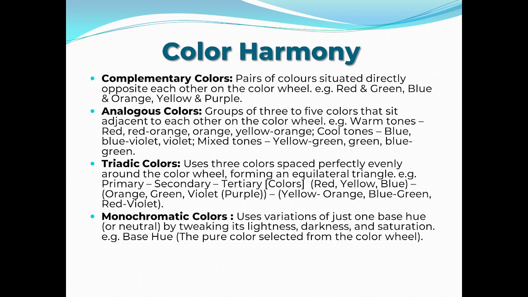So the second form of color harmony is analogous colors. These are groups of 3 to 5 colors that sit adjacent to each other on the color wheel. Examples are warm tones, which are red, red-orange, and orange, yellow-orange. Then cool tones, which are blue, blue-violet, violet. Then mixed tones, which are yellow-green, green, blue-green.